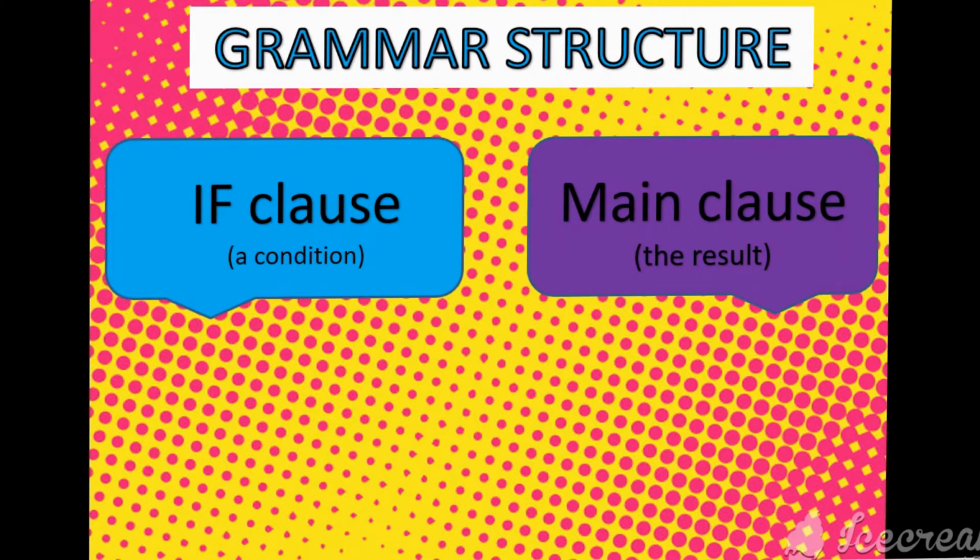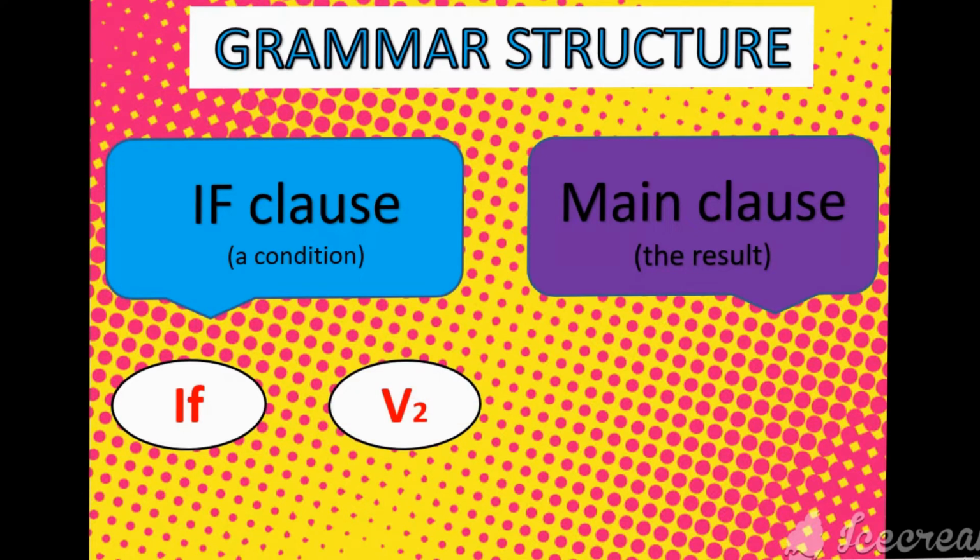Now, what exactly makes a conditional sentence the second conditional? So, the second conditional uses a past simple verb in the if clause, followed by would and the infinitive verb in the main clause.